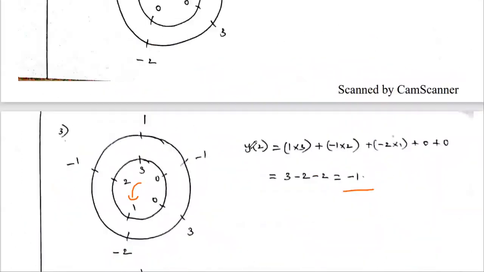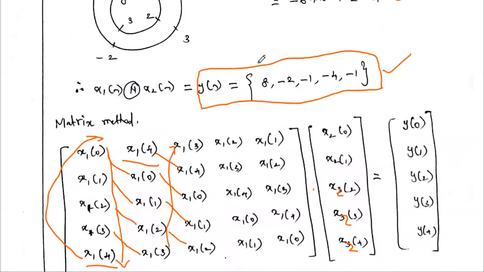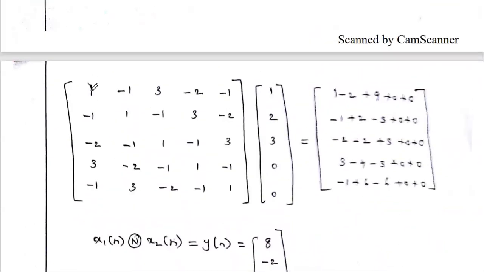What is the x1 of n value? The x1 of n values are 1, minus 1, minus 2, 3 and minus 1. You just write the x1 of n data as it is, column-wise: 1, minus 1, minus 2, 3 and minus 1. In the second column, the last data comes to the first position.